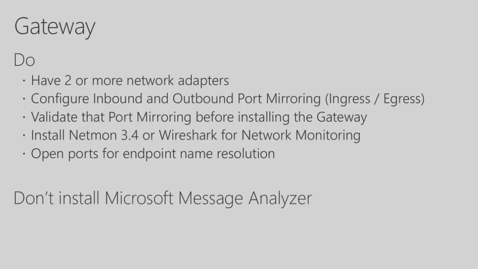Now, before you install the gateway, just make sure to validate that the traffic from the domain controller actually reaches the gateway. Simply install Netmon or Wireshark on the gateway, start a capture on the capture adapter, and look for the domain controller traffic that should be there.